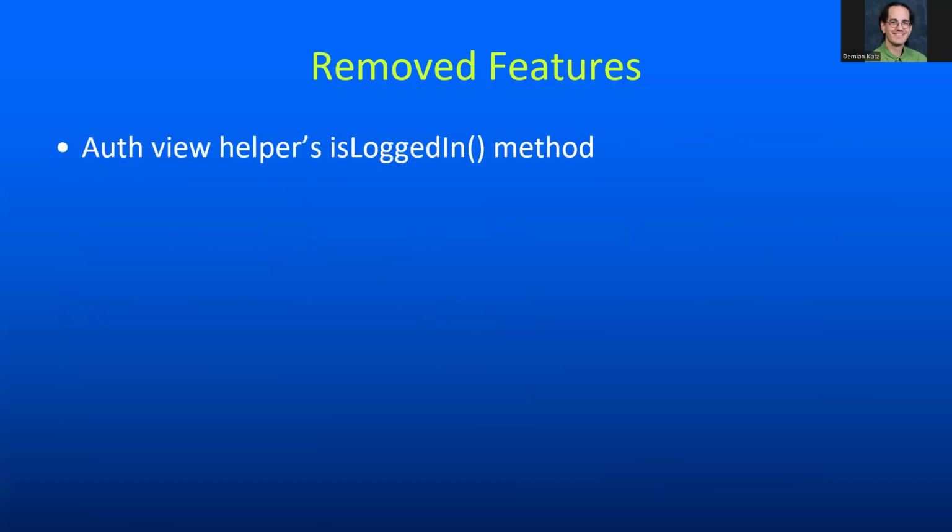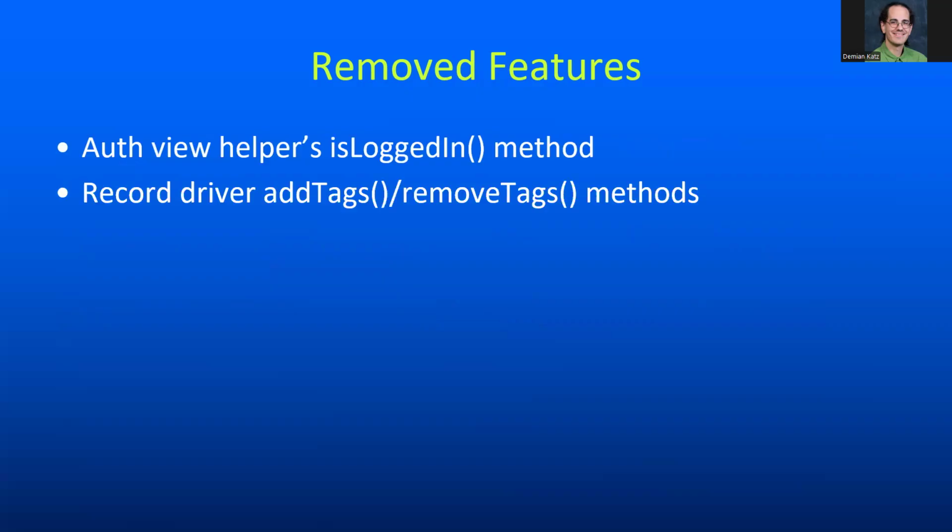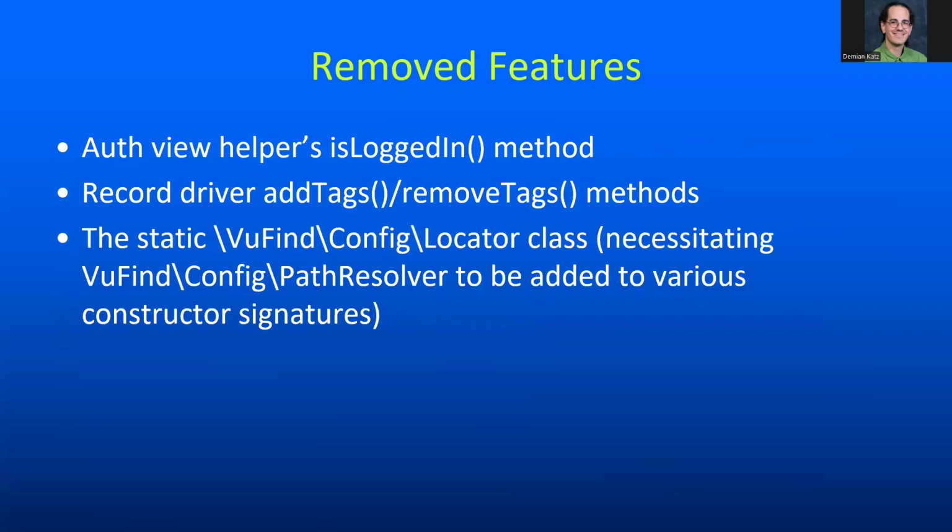In addition to those earlier deprecations, we've removed a lot of things that were deprecated in the past. So the auth view helper no longer has an is logged in method. Record drivers no longer have add tags and remove tags methods. The config locator class has been removed in favor of the VuFind config path resolver. Because that static class was able to be directly accessed and the new non-static class cannot, quite a few constructor signatures had to change.